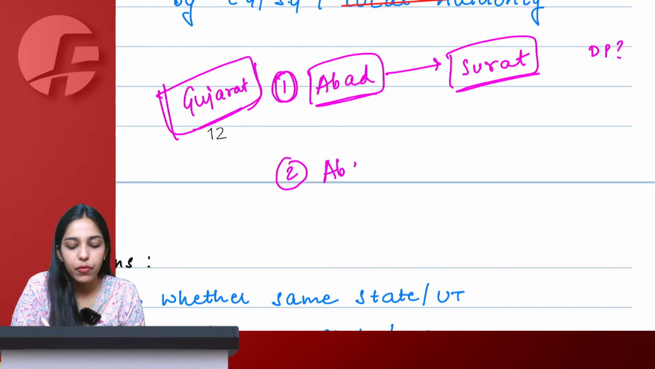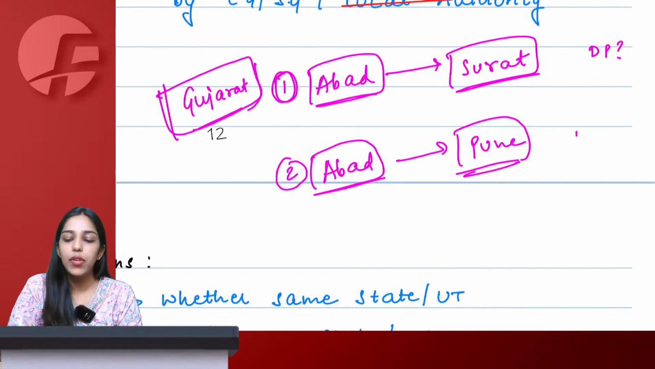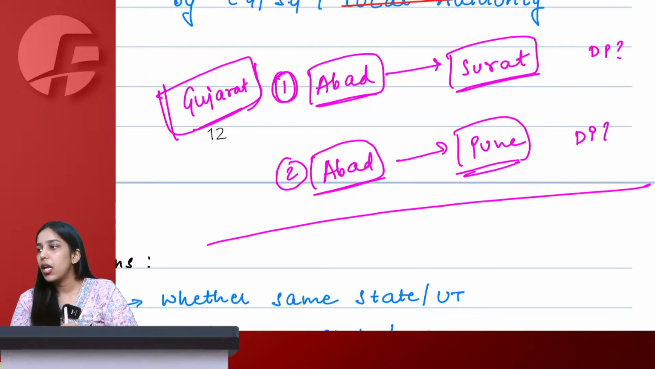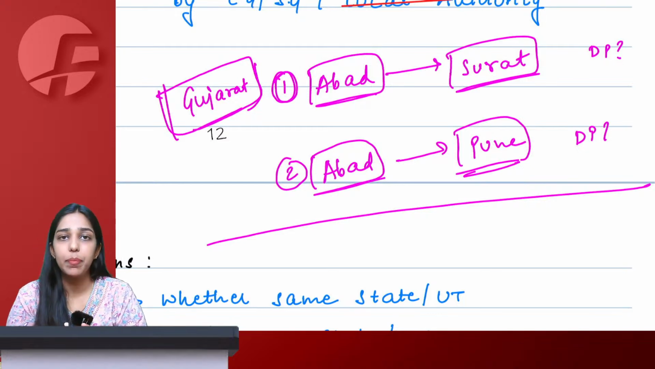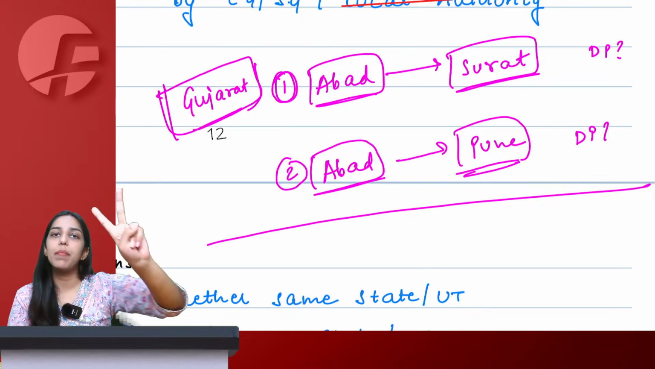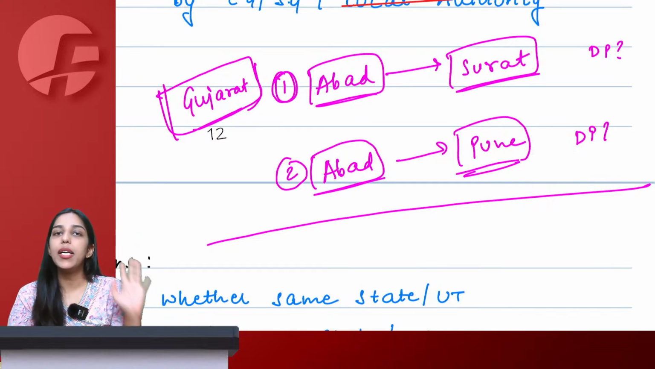Question number 2. One shop in Ahmedabad and another shop in Pune. Now Ahmedabad is in Gujarat and Pune is in Maharashtra. Will they be considered as my distinct persons? Say yes or no. Whenever I say distinct person, you immediately have to shout out loud, same PAN, separate registration. Distinct person means same PAN, separate registration.